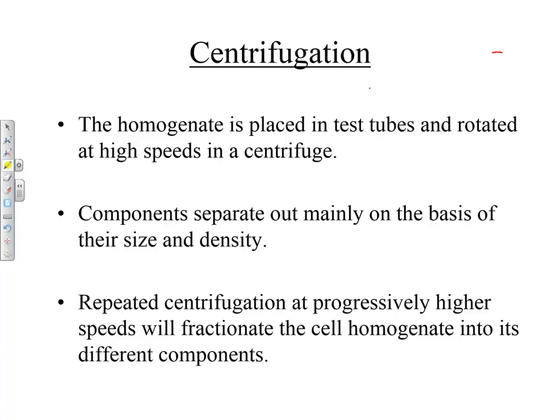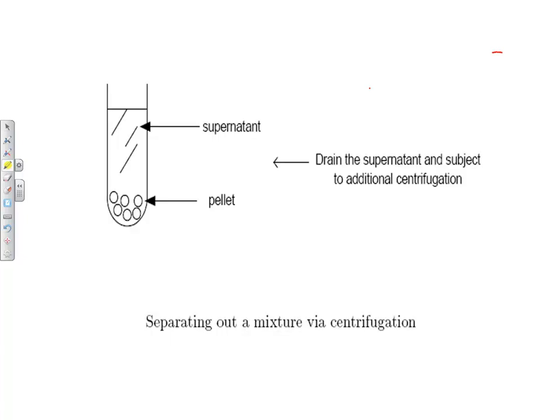Now you could repeat the procedure. You could initially rotate it at a particular speed, get some separation, collect the stuff at the bottom. Then whatever is left behind, liquid is left behind, put it in another test tube, again rotate it at a different speed, get further separation. So you can repeat the procedure. So repeated centrifugation at progressively higher speeds will fractionate the cell homogenate into its different components. And of course, as a biologist, I'm saying do it at some speed and then the next higher speed, but you have to know what speed exactly it is going to be to get the separation that you want. So if you have a test tube, at the bottom you'll get the pellet, and the separated thing you can take out, then take this liquid that is still there and do it again to get further separation.